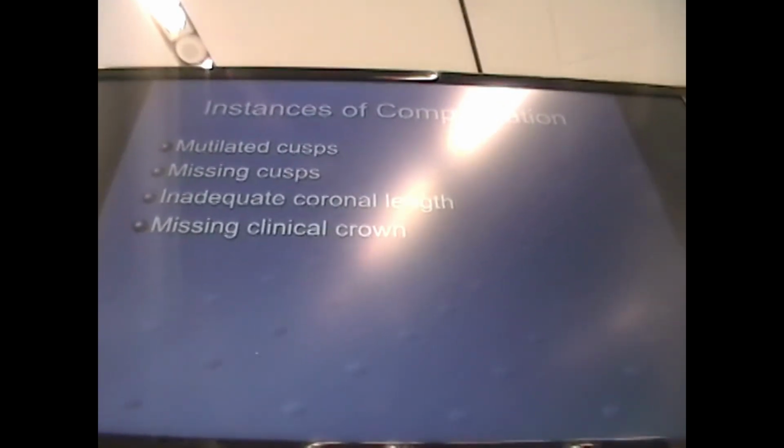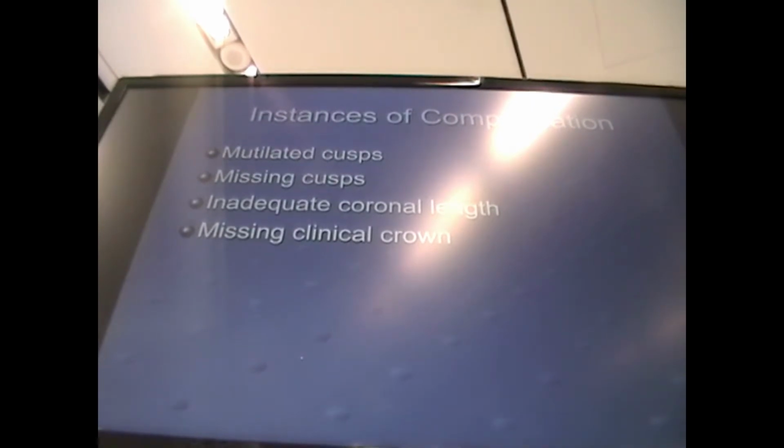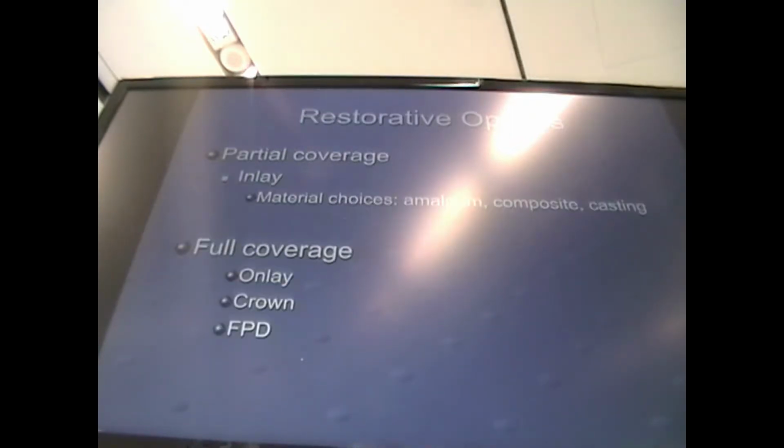Instances of compensation: mutilated cusps, missing cusps, inadequate coronal length, or missing clinical crown. So these are all situations, could be due to caries, trauma, or caries fracture, where cusps are lost, mutilated, or the crown fractured, and you're missing a clinical crown.